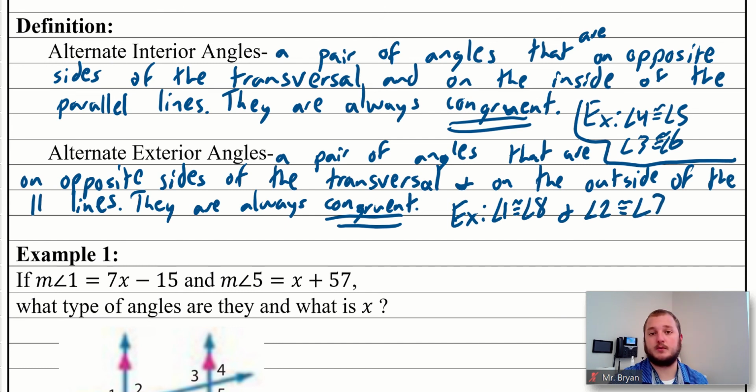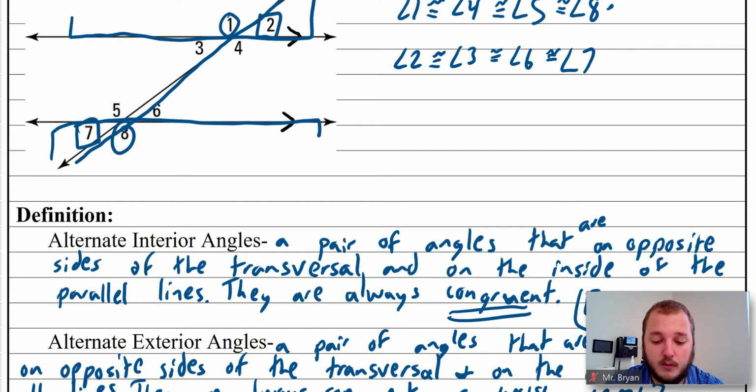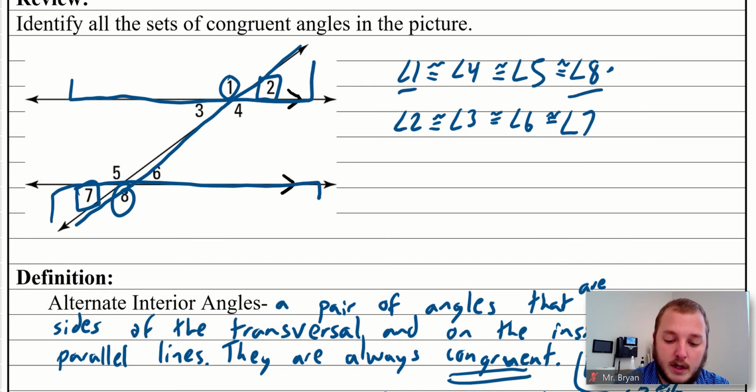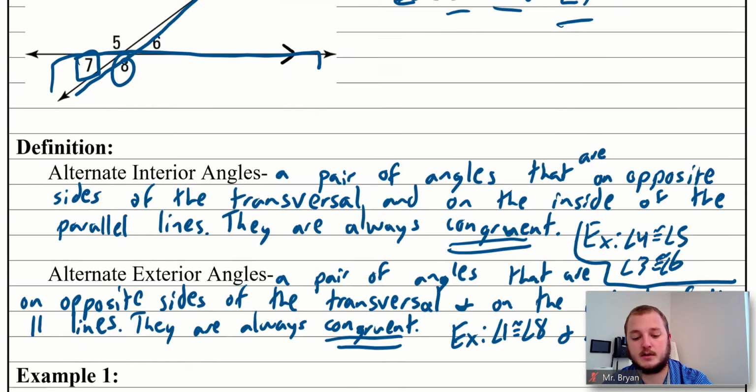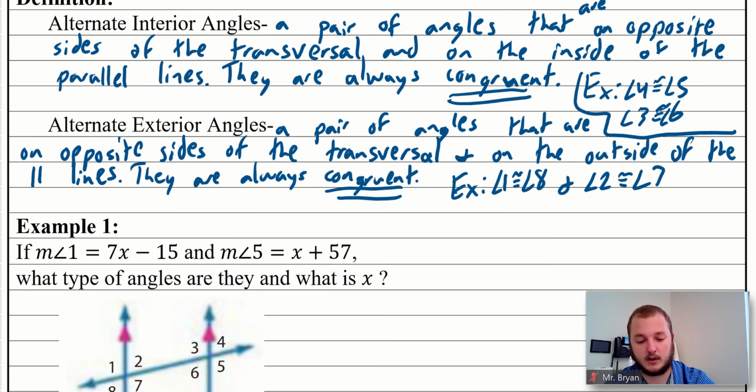Okay, and we know that information is true because we've already written that earlier. 1 and 8 are congruent, 4 and 5 are alternate interior, 2 and 7, and then 3 and 6. So anytime I see alternate interior, alternate exterior, just think congruent.